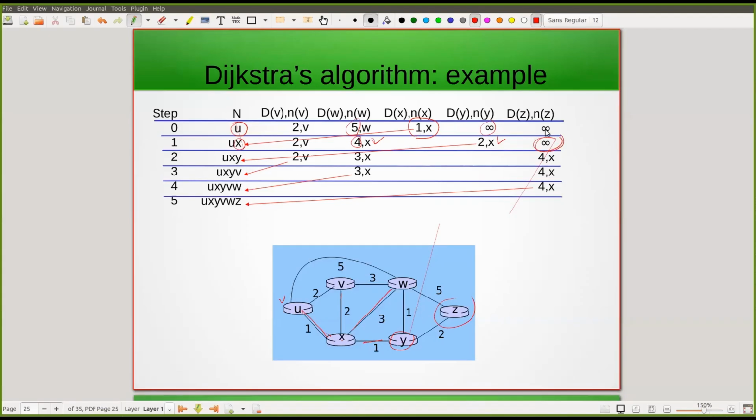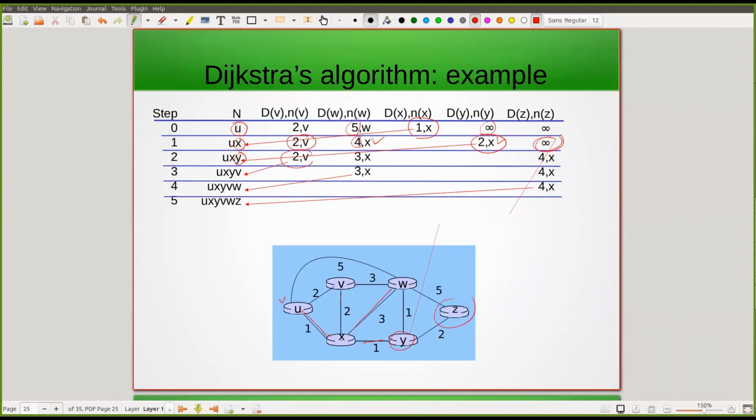Then it is going to add the next lowest again. The next lowest is either V or Y. These are the two lowest costs from U, so one of them can be chosen. Let's say it has chosen Y. Once it has chosen Y, it again calculates the paths.